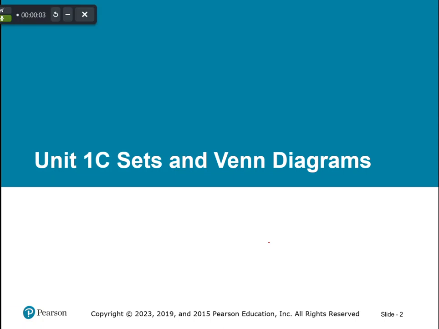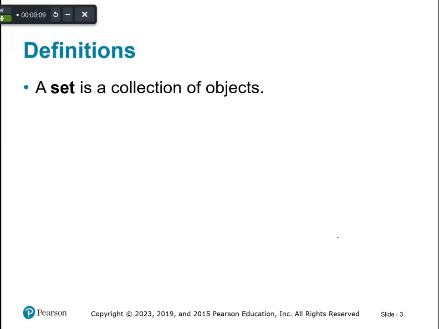Welcome back. Continuing our critical thinking, chapter 1. We're in unit 1C, sets and Venn diagrams. So exciting. All right, let's start with definitions.